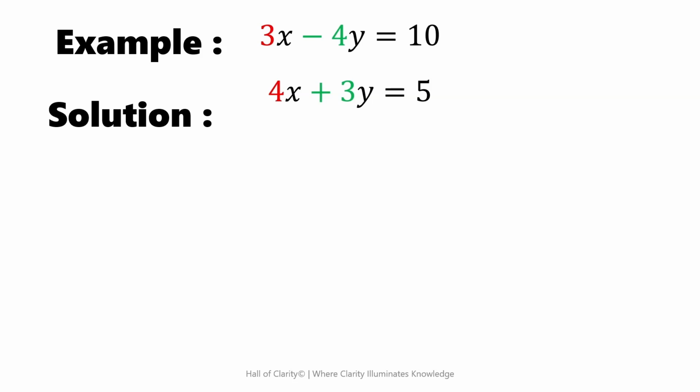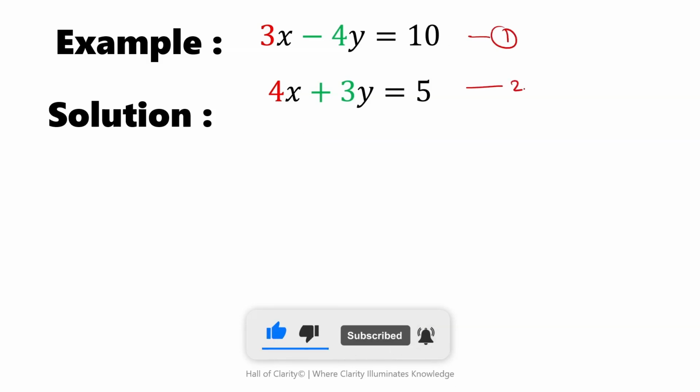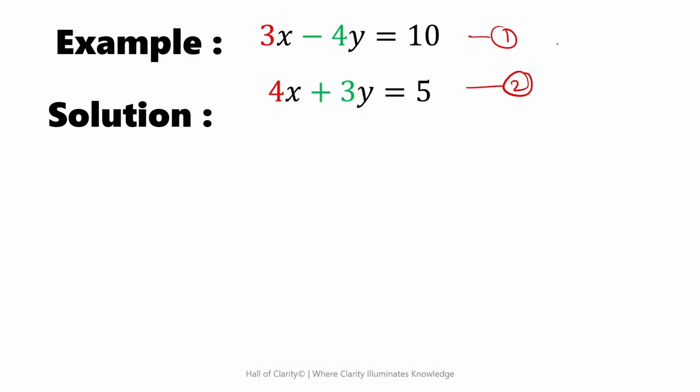Now we will use Cramer's rule for solving these two equations. I will mark this as equation number 1 and equation number 2, as these are already written in the standard form. So our first step has been completed. In the second step, we write the determinants D, Dx and Dy, as this is a system of simultaneous equations with two variables, and solve them to find their respective values.